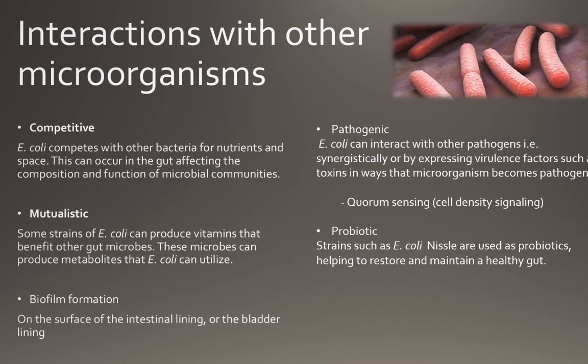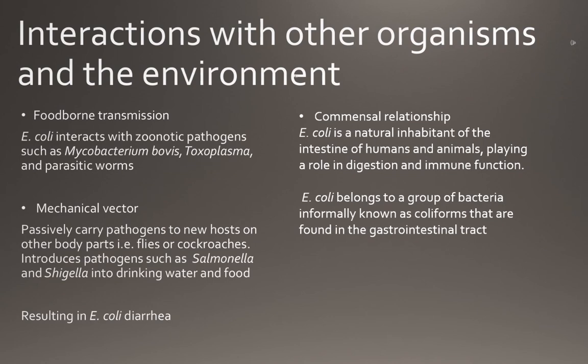The types of interactions E. coli has with other microorganisms are competitive, mutualistic, biofilm formation, pathogenic, and probiotic. Additional interactions E. coli has with other organisms and the environment are foodborne transmission, mechanical vector, and commensal relationships. Mechanical vector results in E. coli diarrhea.